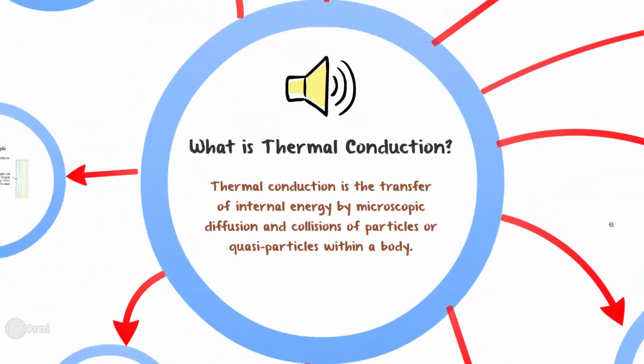At first, the question arises, what is thermal conduction? In brief, thermal conduction is the transfer of internal energy by macroscopic diffusion and collisions of particles or quasi-particles within a body. And the macroscopically diffusing and colliding objects include molecules, atoms, and electrons. They transfer disorganized macroscopic kinetic and potential energy, which are jointly known as internal energy.